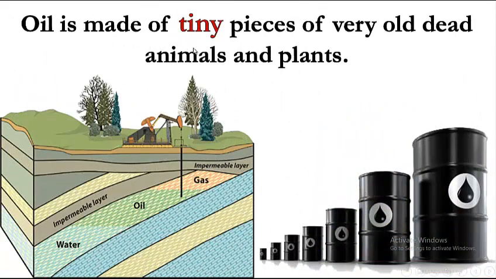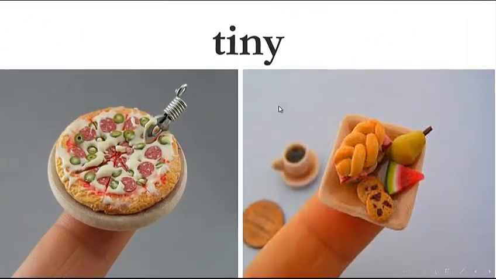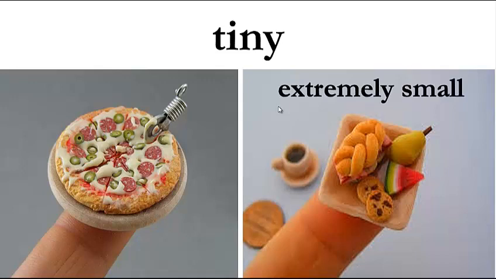Oil is made of tiny pieces of very old dead animals and plants. Repeat after me. Tiny, tiny. What does it mean? It means extremely small.